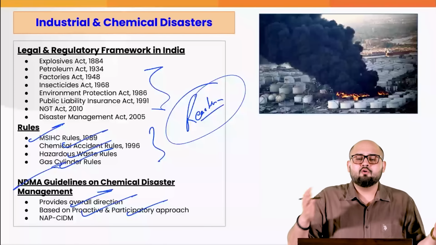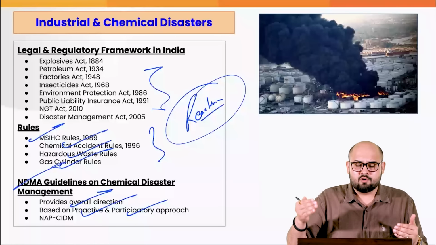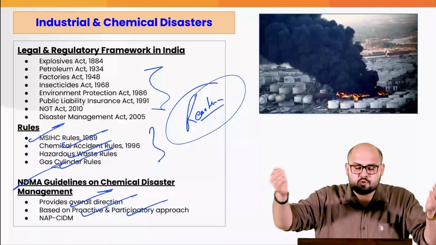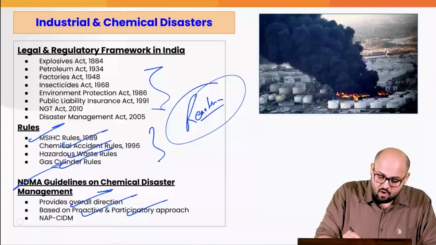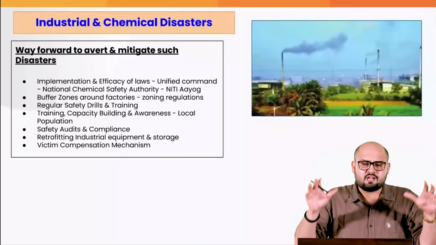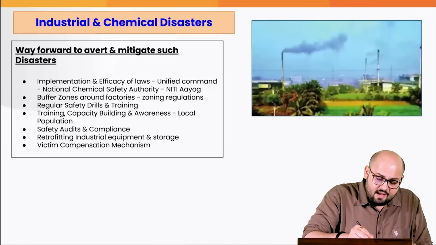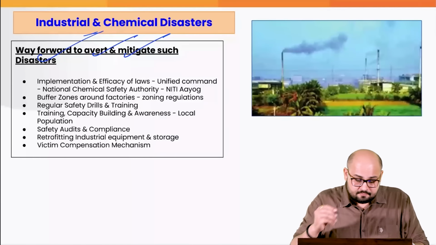Now we are having a stakeholder approach. That is, we are trying to integrate as many stakeholders as possible, be it the state government or the industrialists, to come on board and suggest what can be the possible measures. So we have the National Action Plan on Chemicals and Industrial Disaster Management also, in order to look into the various aspects of disaster management. What is the way forward to avert and mitigate such disasters?